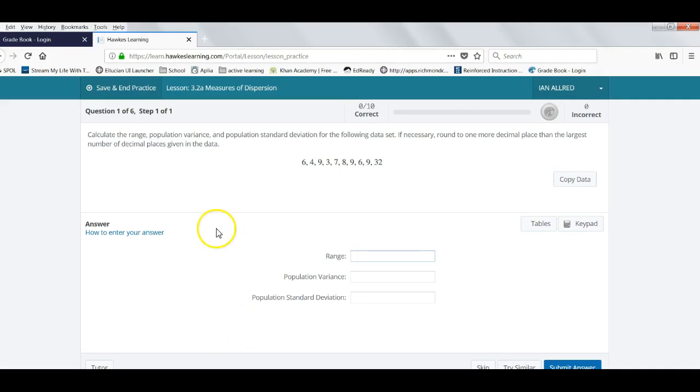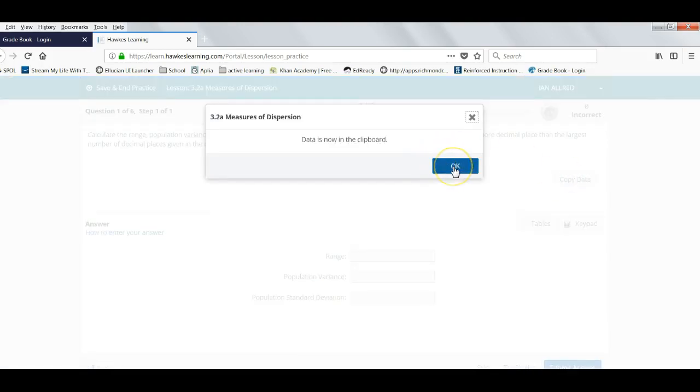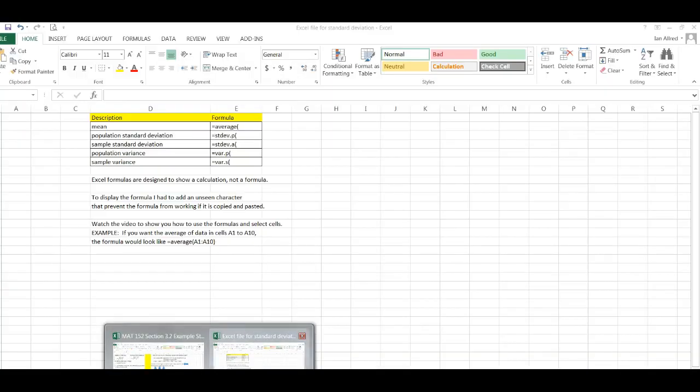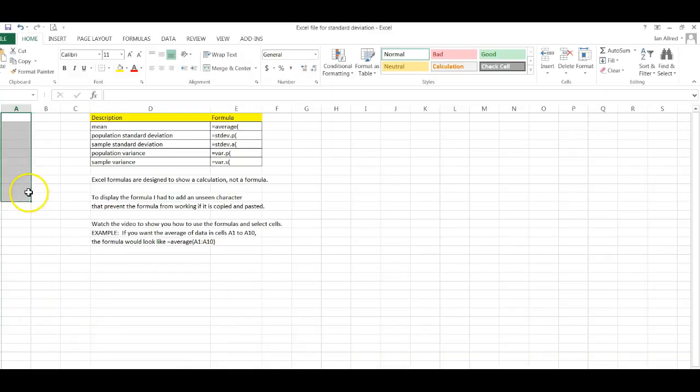So if you're taking one of our classes, you might be working in Hawks Online, and this question gives us a set of data and asks us to find the population variance and the population standard deviation eventually. One thing about Hawks Online, on some problems, it gives us a chance to copy that data. So I'm going to hit copy, and it says it's put that on the clipboard. Now I'm going to go over to an Excel file that I created, which allows me to handle a lot of data at once.